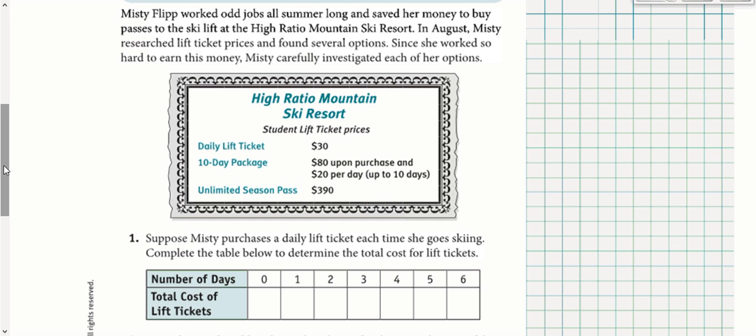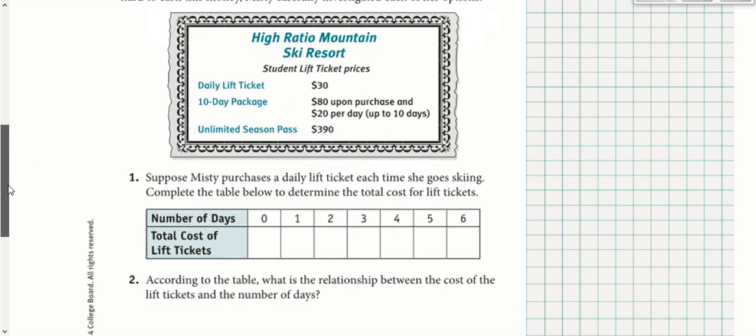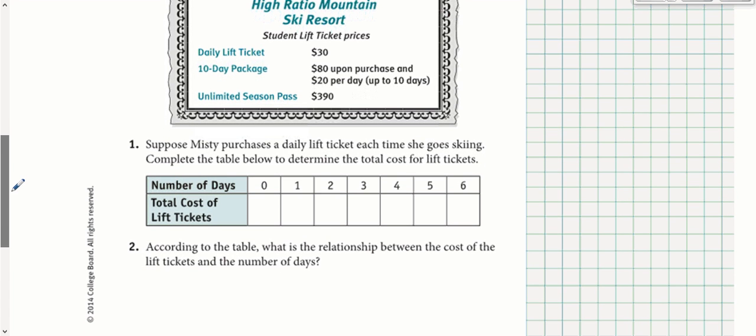Here we have High Ratio Mountain, and it tells us that the daily lift ticket is $30. A 10-day package is $80 at the purchase, plus $20 per day. We also have the option of the unlimited season pass. Suppose Misty purchases a daily lift ticket each time she goes skiing. Then we are paying $30 per day.